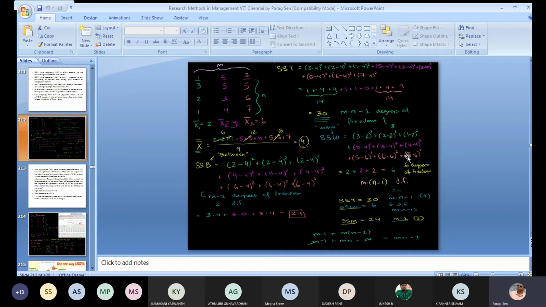Now you calculate the sum of squares within, meaning within each particular group. How do you calculate it? Your mean is 2, so (3 minus 2) squared plus (2 minus 2) squared plus (1 minus 2) squared, plus (5 minus 4) squared plus (3 minus 4) squared. In this way, you subtract the mean from each of the elements, square it, and add them, and you will get the sum of squares within value.